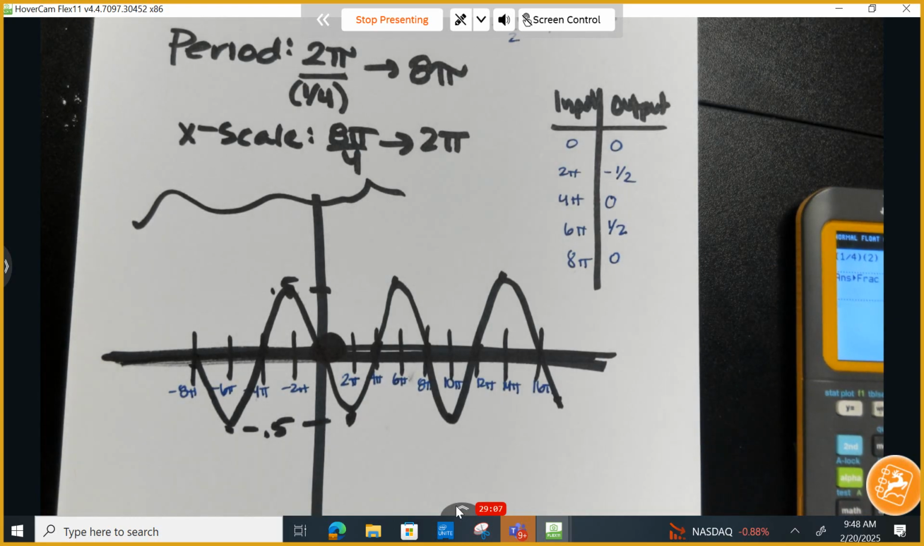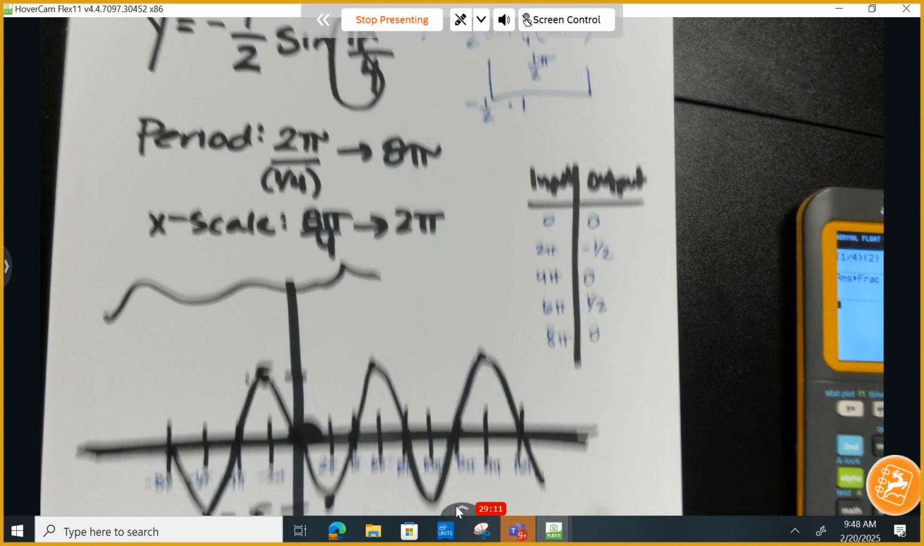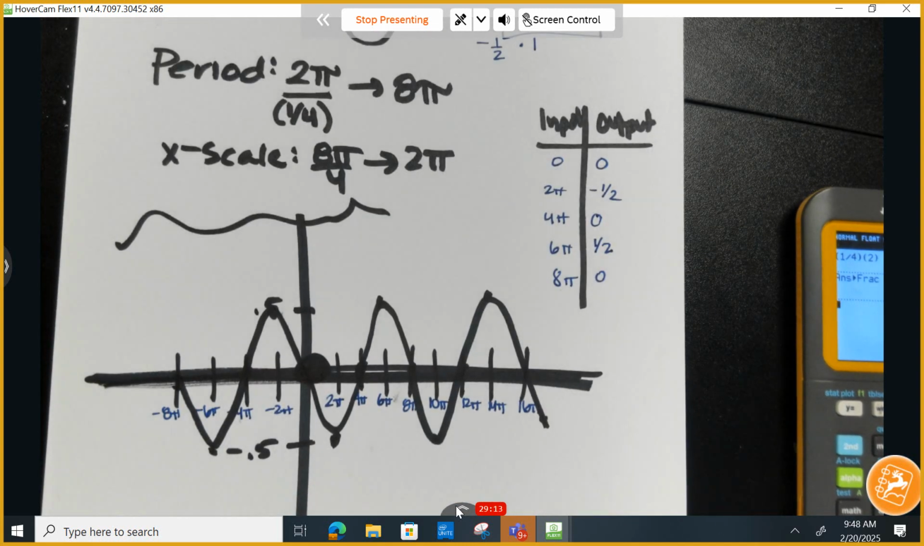One last thing, in back, David, please evaluate for me for this particular function. Looking at my graph, what is 8 pi? The output is what? 0. Thank you. Joseph, what is the output at 14 pi? 0.5. Good job. Jonathan Lopez, what is the output at negative 4 pi? It's 0.